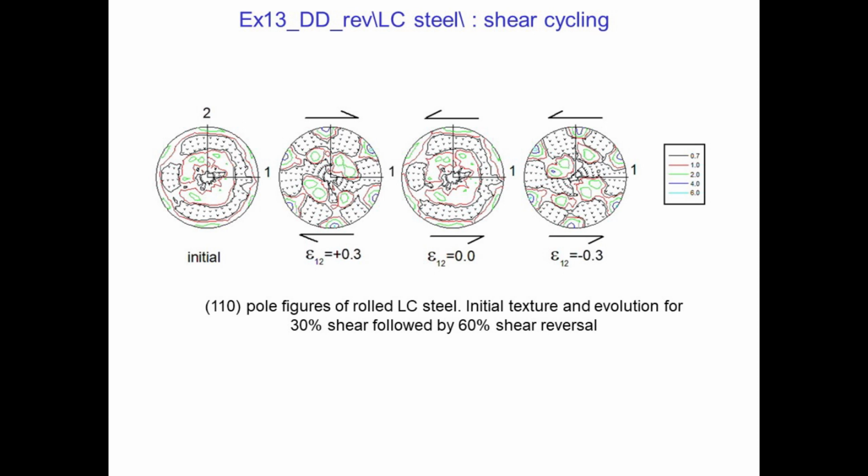Anyway, this is the texture at 30%, then you go through 0. When you go through 0, observe that we practically recover the initial texture. We have fully reversed the shear. So we recover the initial texture here. And then we go a further negative 30%, and this is what the texture looks like, which is similar to this one, but with a rotation.